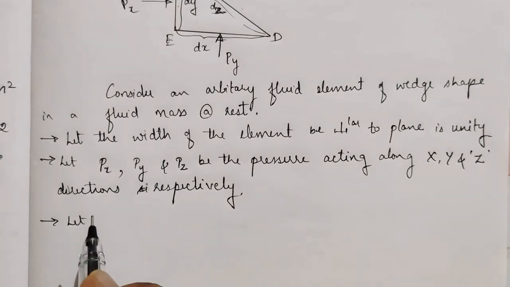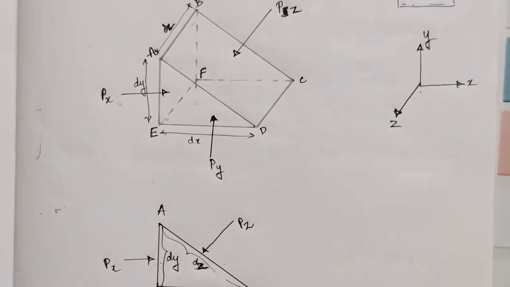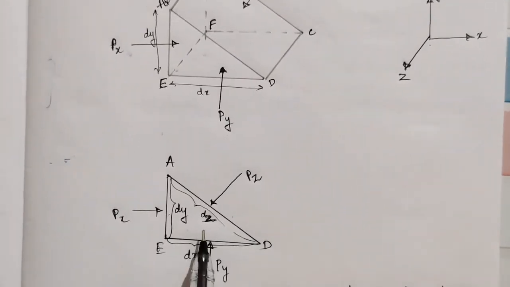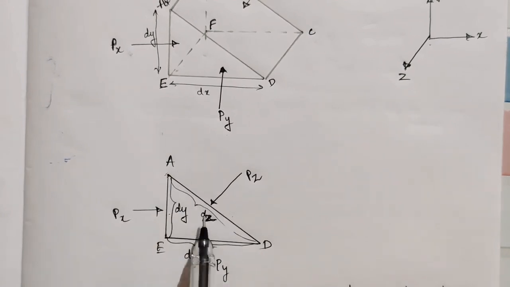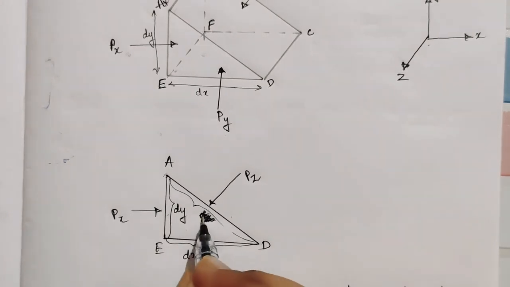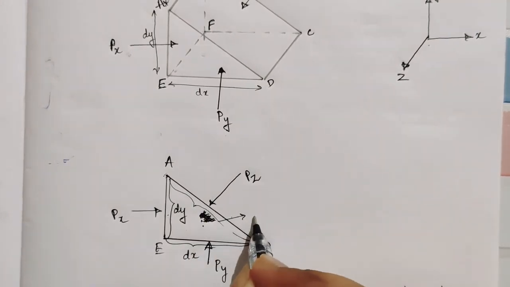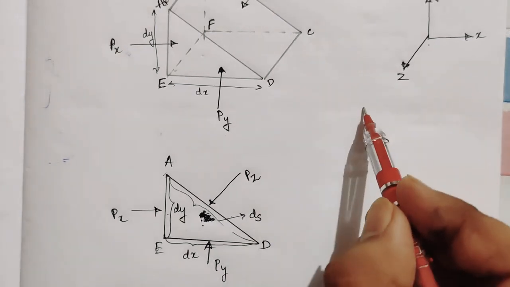So before defining the dx, dy, dz, I made a slight mistake here. If this face is dz, this is not dz, we have to introduce a new face. This is not dz, I'll take this as ds. Why, I'll tell you.